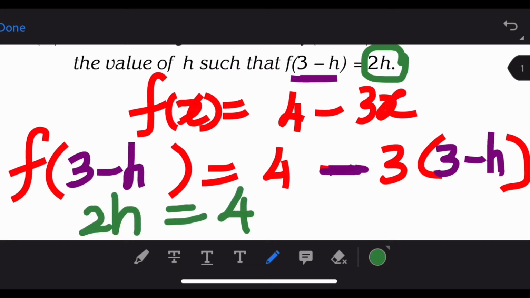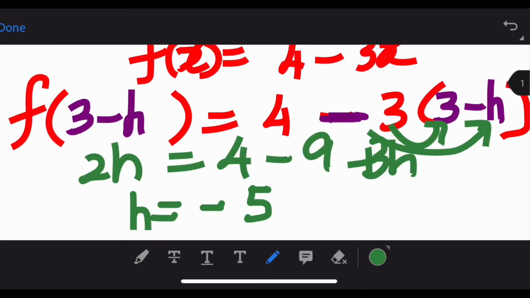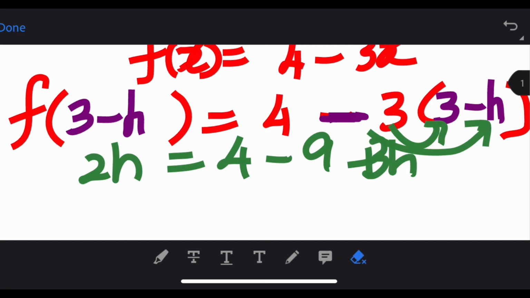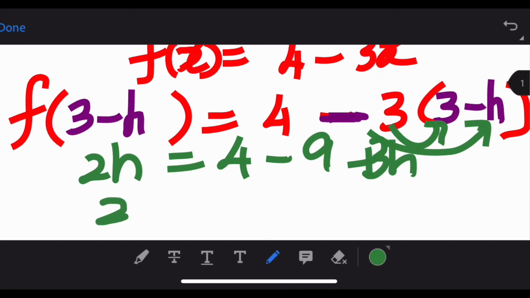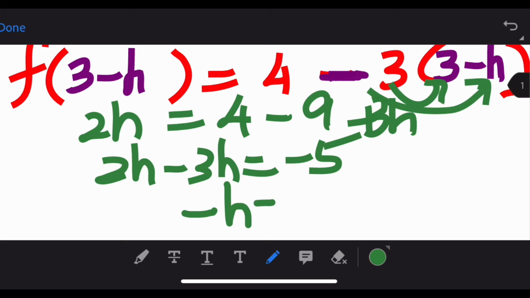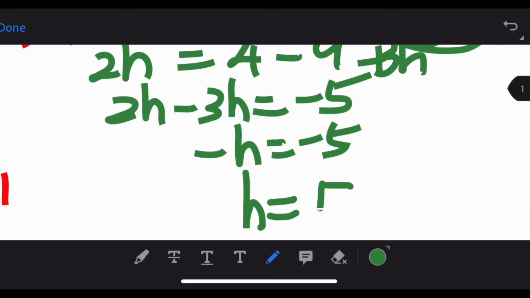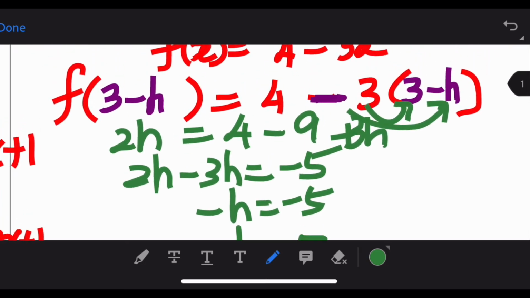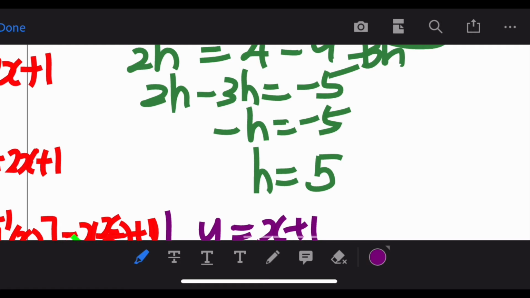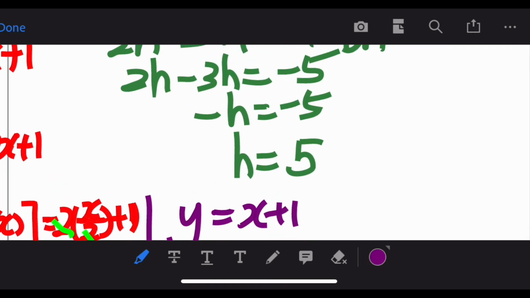Then only you solve. This is 3, right? Double check. We have 2h minus 3h will be negative h, equal to negative 5. So h is 5, right? Double check. We always need to be very careful. Negative 3 times negative h is positive 3h, right? So always double check because we are very careless.